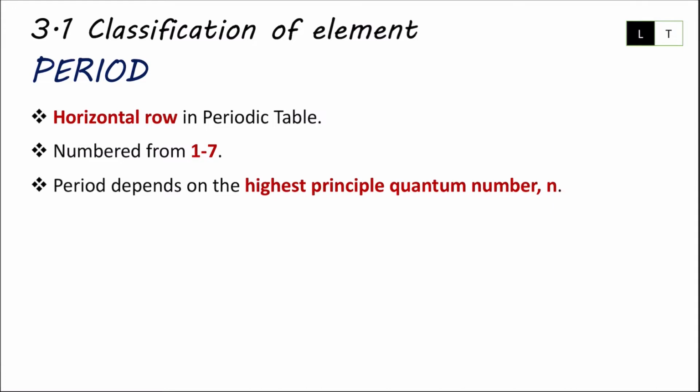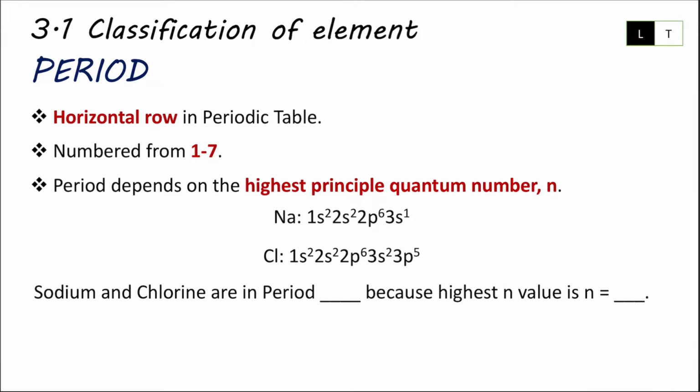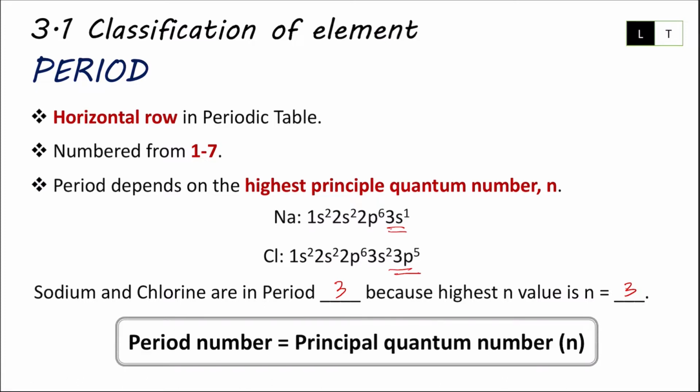For example, I have sodium and chlorine. This is the electronic configuration for sodium and chlorine. We can know that sodium and chlorine are in period 3 because the highest n value for them is n equals 3. I hope you can still remember how to write the electronic configuration and how to determine the highest n value. Hence, we can conclude that the period number equals the principal quantum number.